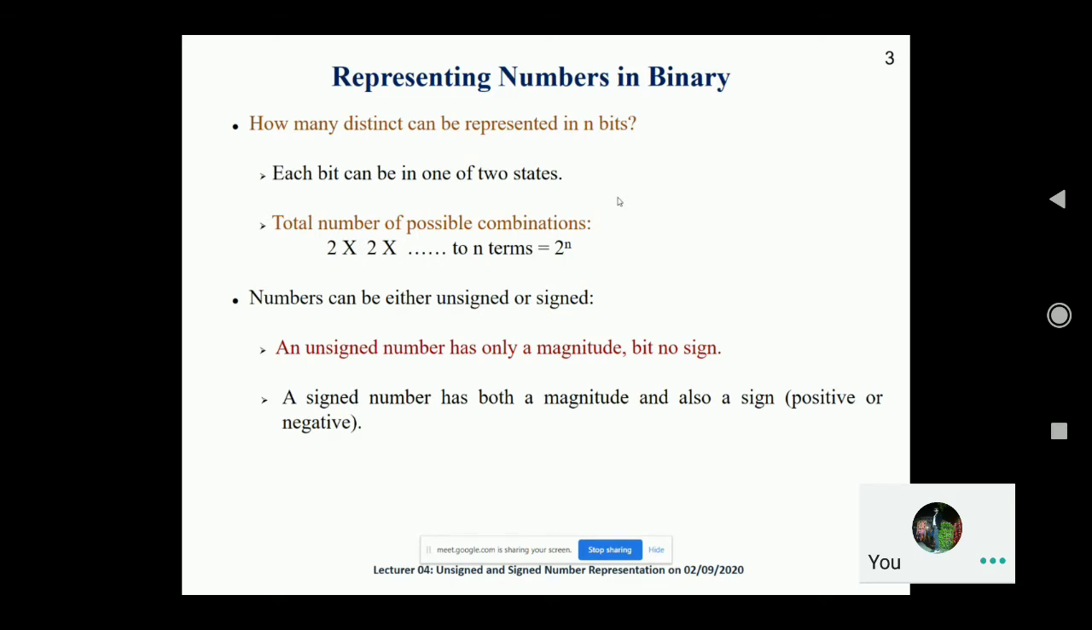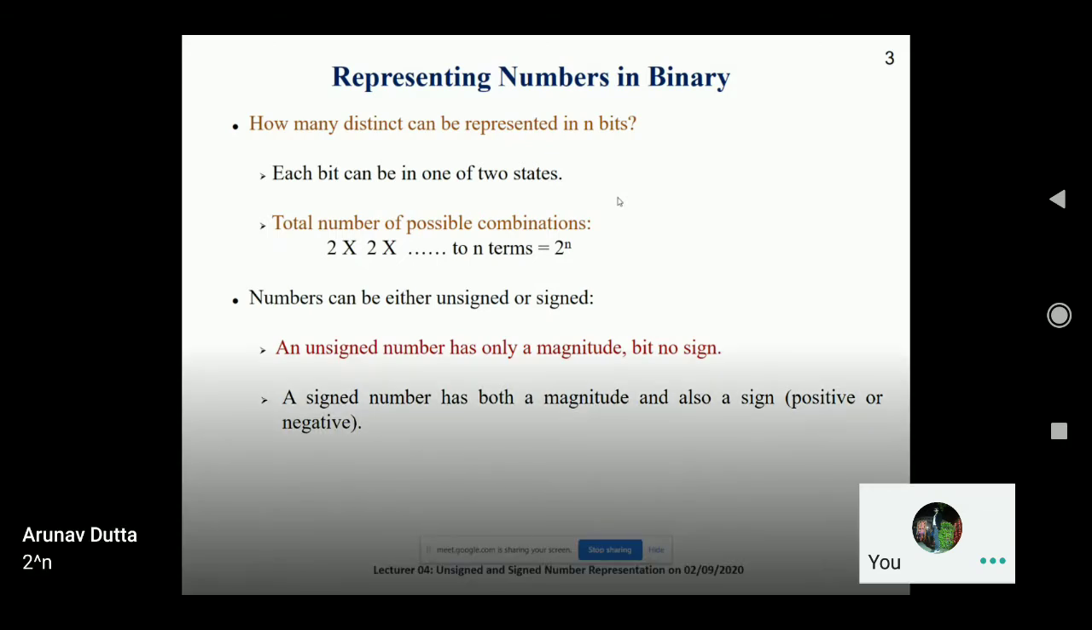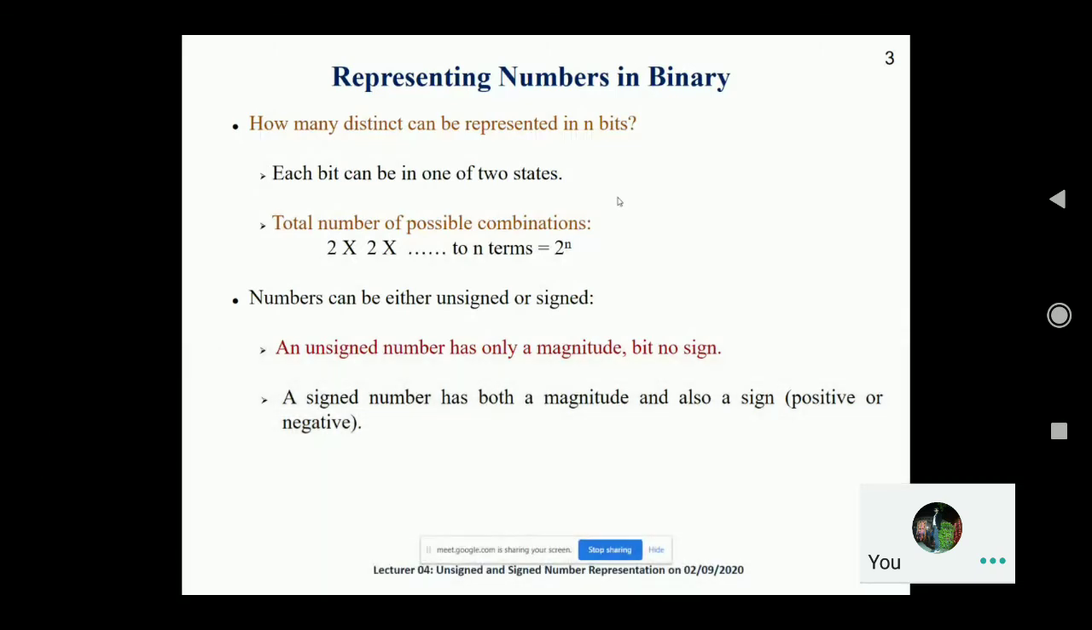Yes, it is correct. The answer is 8, but without formulating anything, how did you get it? Can you tell me the logic? Sir, every place can hold 2 digits, 0 and 1. So 2 into 2 into 2, sir, 8.